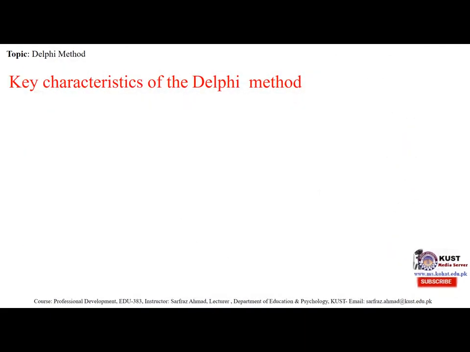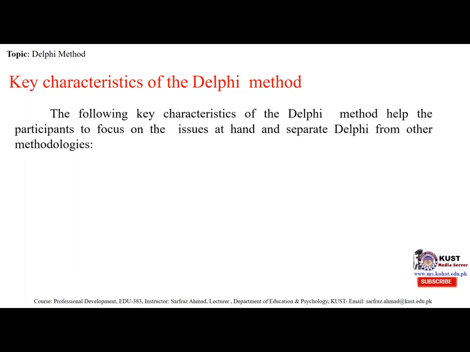Now there are some key characteristics of the Delphi method. There are certain key characteristics of this method which help participants focus on the issues at hand and separate Delphi from other methodologies. The first is structuring of information flow. The first step is to choose your facilitator. We can say: choose a facilitator.